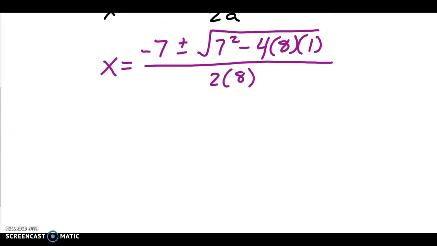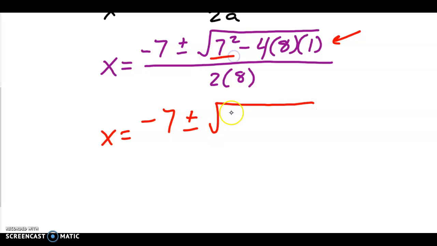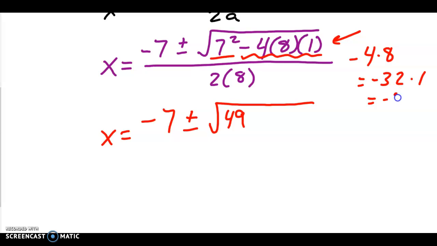With order of operations, the first thing I'm going to worry about is what's going on in that square root. So my 7 squared is going to be 49. So I've got x now equals the opposite of 7 plus or minus the square root of 49, and then this negative 4 times 8 times 1. Negative 4 times 8 is going to give me a negative 32, and anything times 1 is just itself, so I end up with a negative 32. So I have 49 minus 32 inside that square root, all over 2 times 8, which is 16.